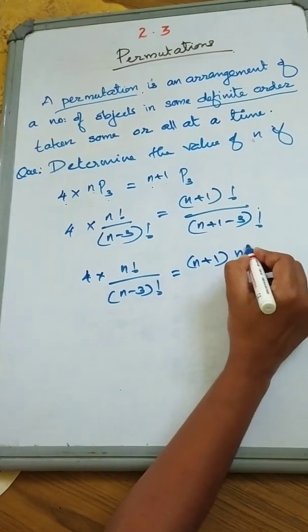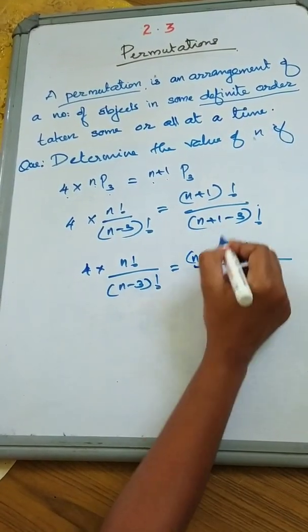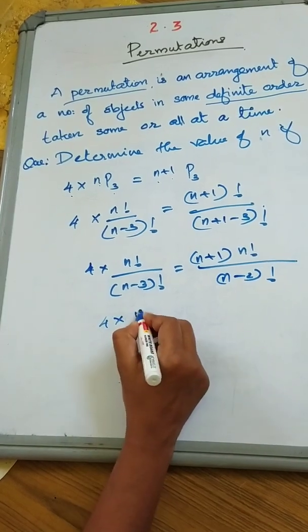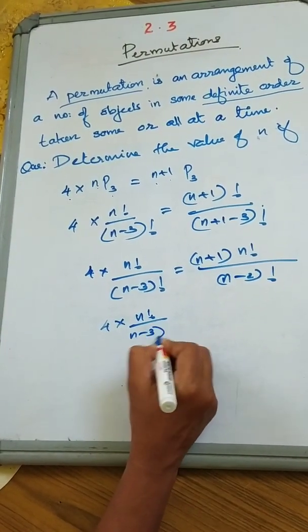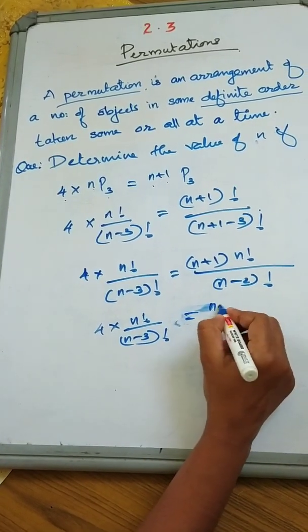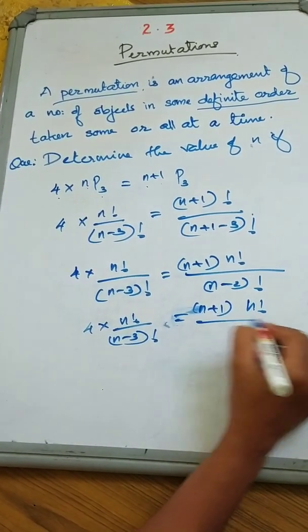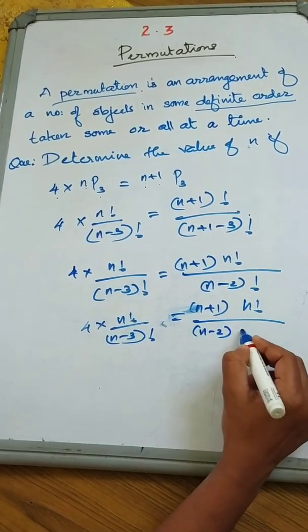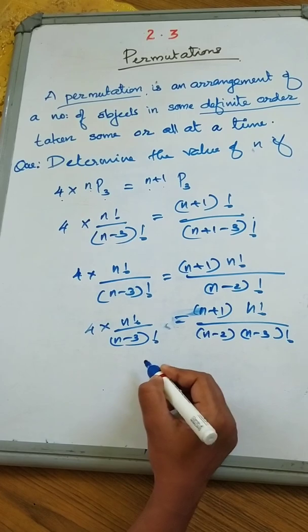What is (n plus 1) factorial? It is (n plus 1) into n factorial. The denominator would be (n minus 2) factorial. So that is 4 times n factorial divided by (n minus 3) factorial is equal to (n plus 1) into n factorial divided by (n minus 2) factorial. I can write (n minus 2) factorial as (n minus 2) into (n minus 3) factorial.